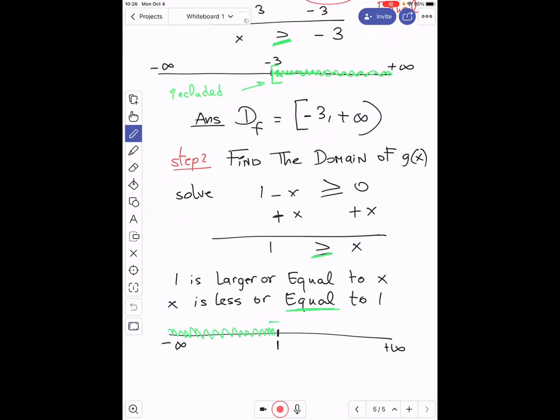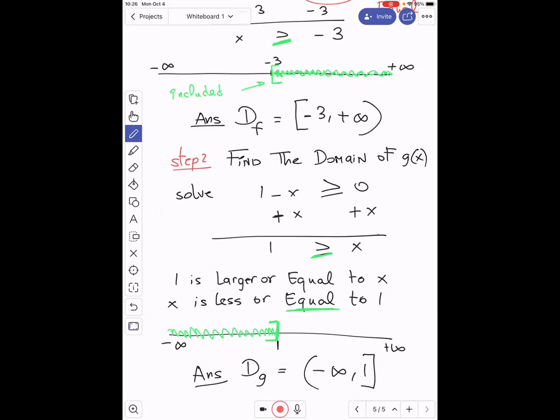So we need to include 1. So the answer in this case, the domain of g, D subscript g, will be -infinity to +1. Infinity is always excluded, and +1, again, here, it's included. All right.